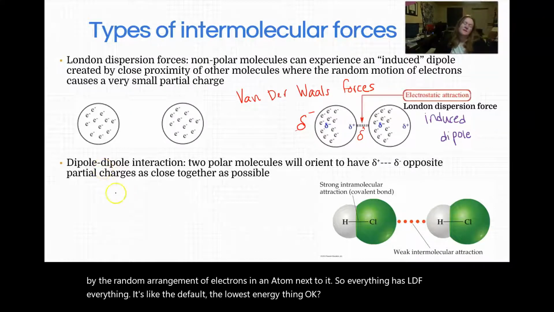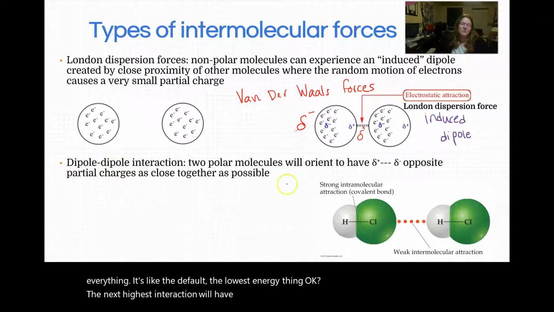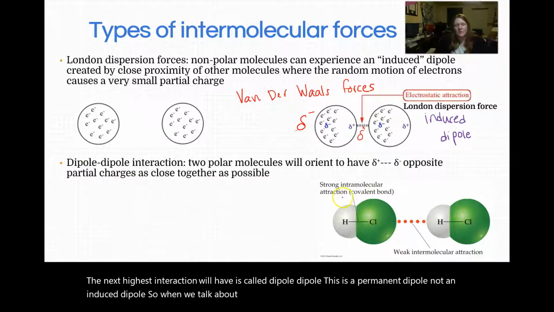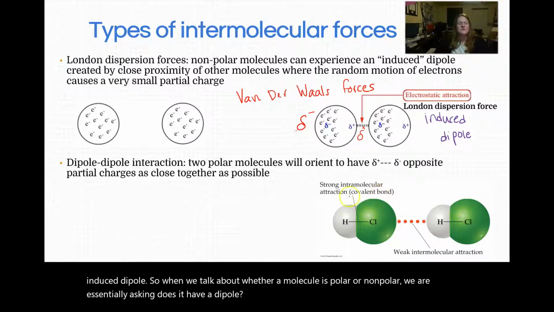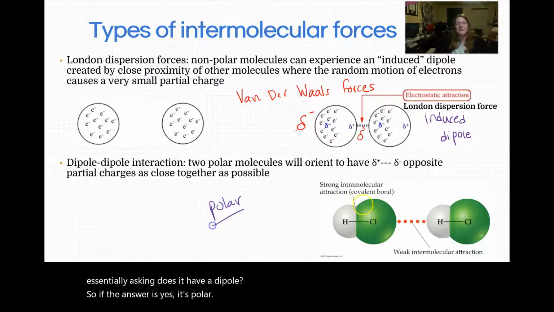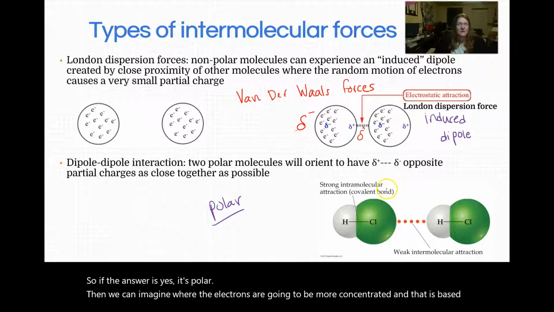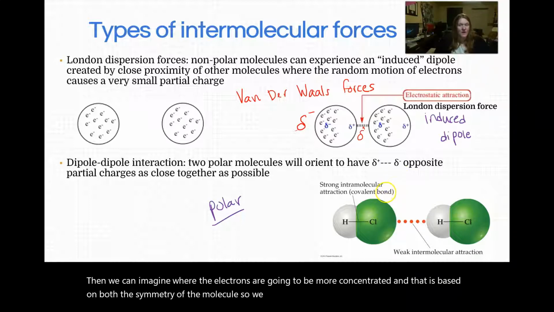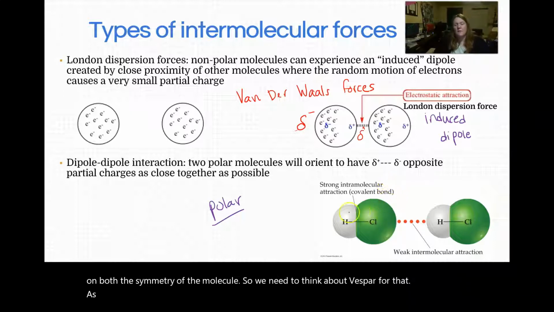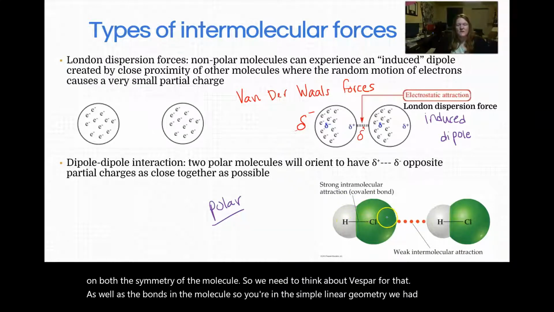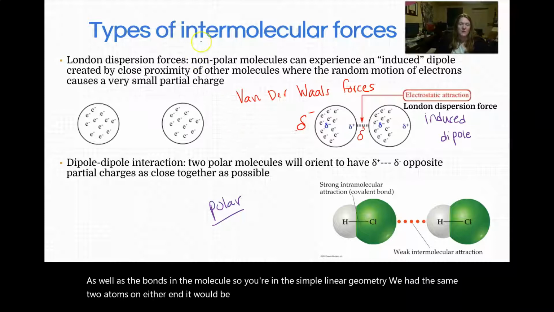The next highest interaction we'll have is called dipole-dipole. This is a permanent dipole, not an induced dipole. So when we talk about whether a molecule is polar or nonpolar, we're essentially asking, does it have a dipole? So if the answer is yes, it's polar, then we can imagine where the electrons are going to be more concentrated. And that is based on both the symmetry of the molecule, so we need to think about VSEPR for that, as well as the bonds in the molecule. So here in this simple linear geometry, if we had the same two atoms on either end, it would be nonpolar, which would mean it would only have LDF.